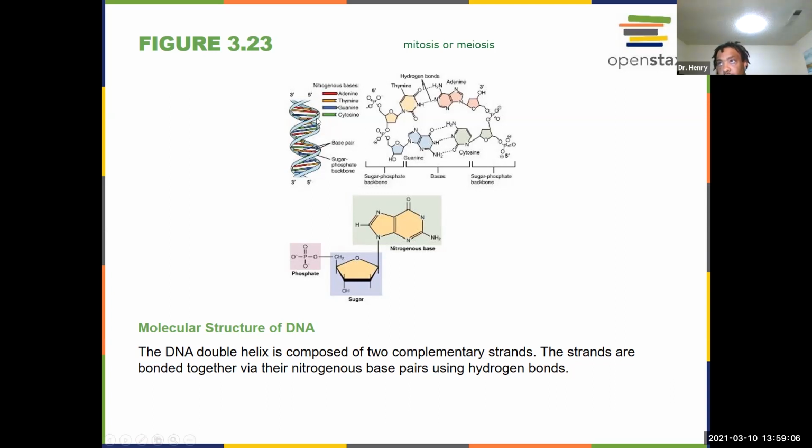And guanine forms a hydrogen bond with cytosine. And so G matches up with C. Okay. Questions? No.